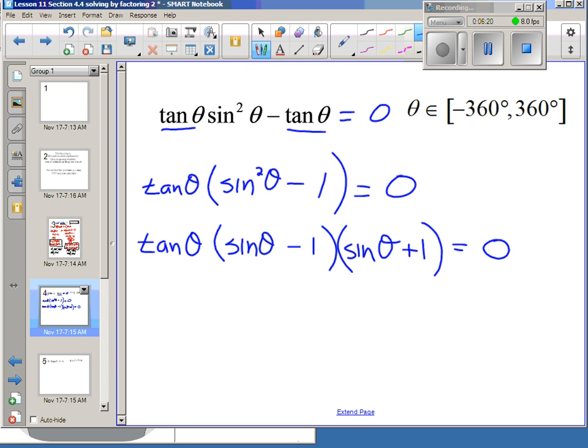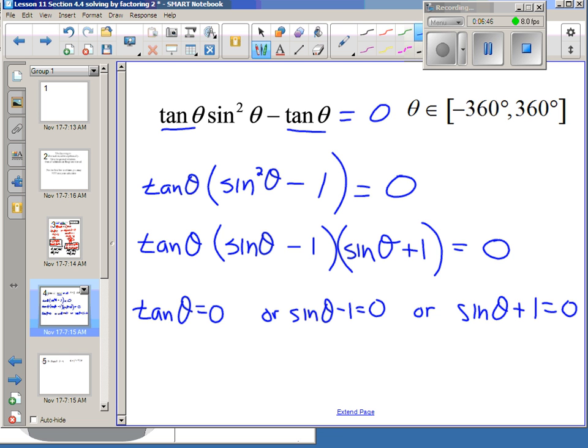I have my sine squared from my first. My OI, I get a positive 1 sine theta, a negative 1 sine theta, and then the L, the last times the last, I get negative 1. And there's my middle. All right, so now I have 3 options. Either tangent of theta is 0, or sine theta minus 1 is 0, or sine theta plus 1 is 0.